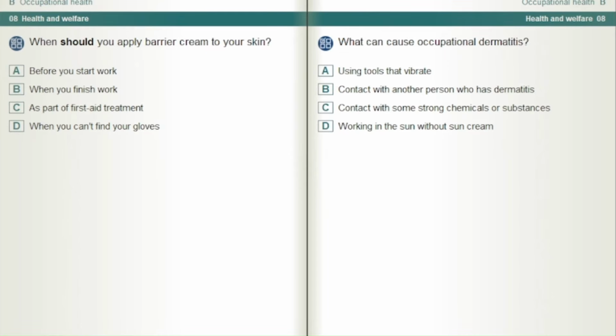When should you apply barrier cream to your skin? Before you start work. When you finish work. As part of first aid treatment. When you can't find your gloves.